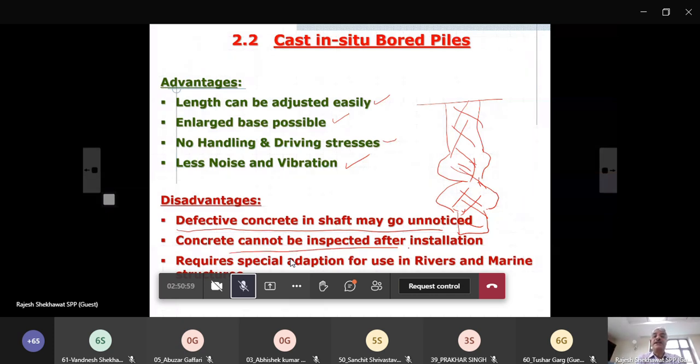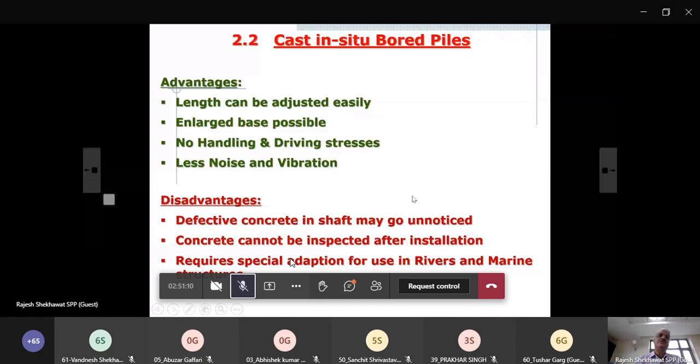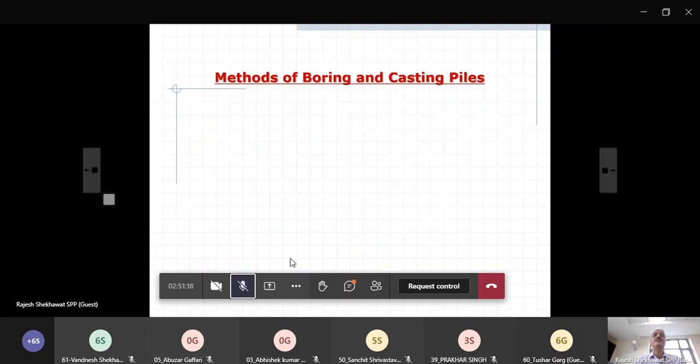Concrete cannot be inspected after installation, and it requires special adaptation for use in river and marine structures. That is what we call underwater concreting, and we'll see how it is done. Wherever the water table is high and you have to go below that level, you require special arrangements for dewatering and then putting concrete in those locations. So now we will see what the various methods are.